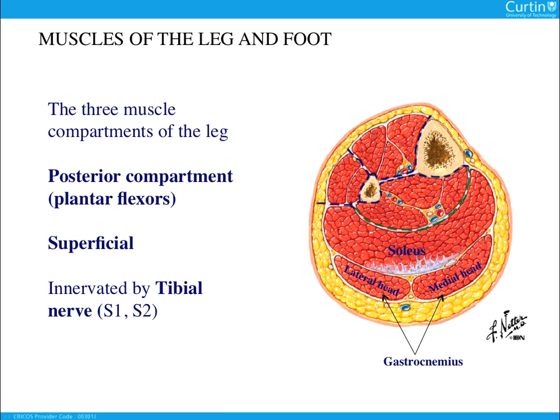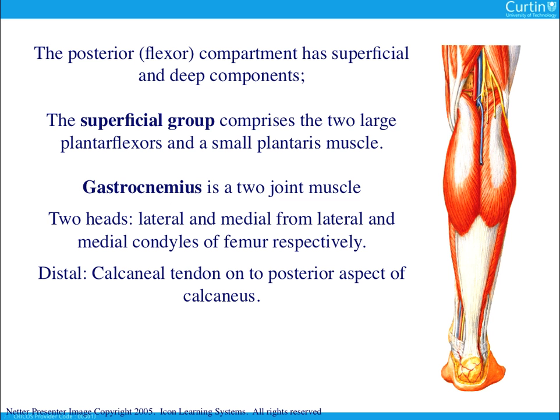Posterior muscles. Posterior compartment, we have the gastrocnemius and the soleus. We have the lateral and medial head of the gastrocnemius. And then deep, we have the soleus muscle. Both of these are innervated by the tibial nerve.